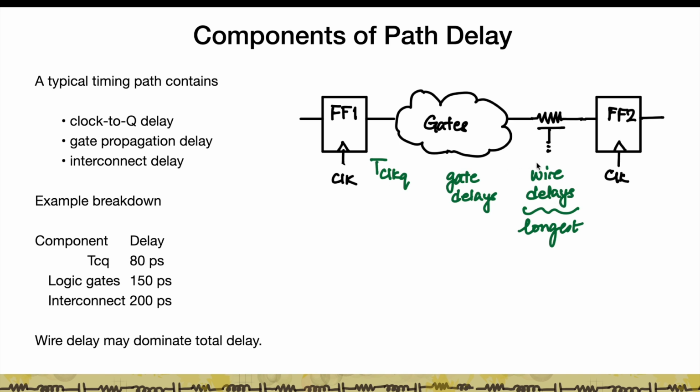Here's the number that should make you sit up and notice. In a realistic example, the clock to Q might be 80 picoseconds. Gate delays might total 150 picoseconds, and the wire delay alone can hit 200 picoseconds or more. The wire is the single biggest contributor. This isn't a corner case. In modern designs, interconnect routinely dominates total path delay. That changes everything about how you approach timing closure.